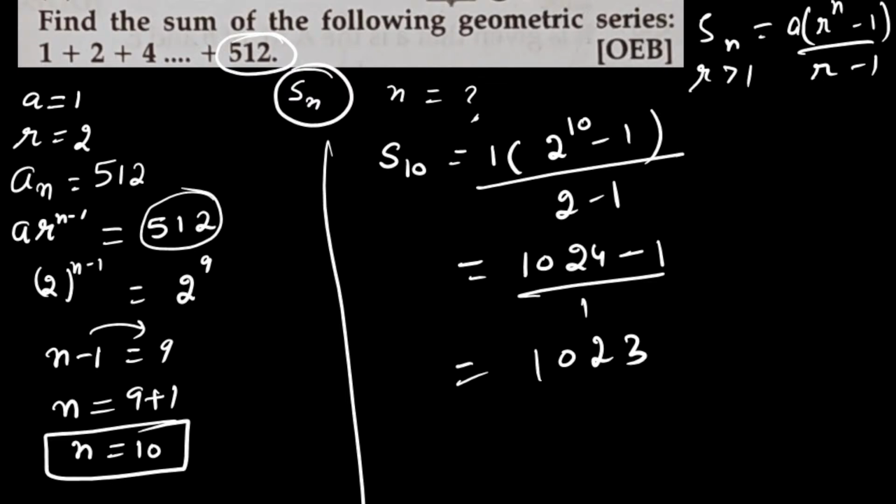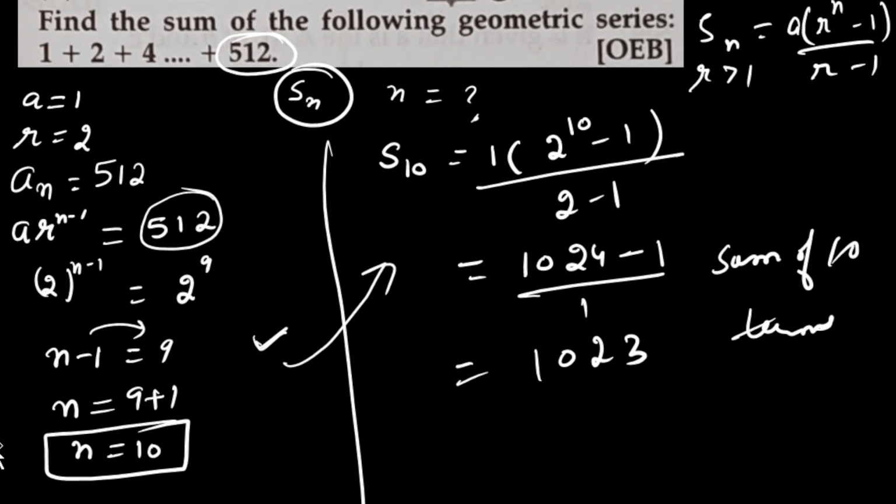1023 is the sum of 10 terms. So it was very direct. Only thing was that in this question we don't know the value of n. So whenever we have to find the sum of n terms, first we calculate the value of n, then use the formula of Sn to find the sum of 10 terms. So let's do the next question now.